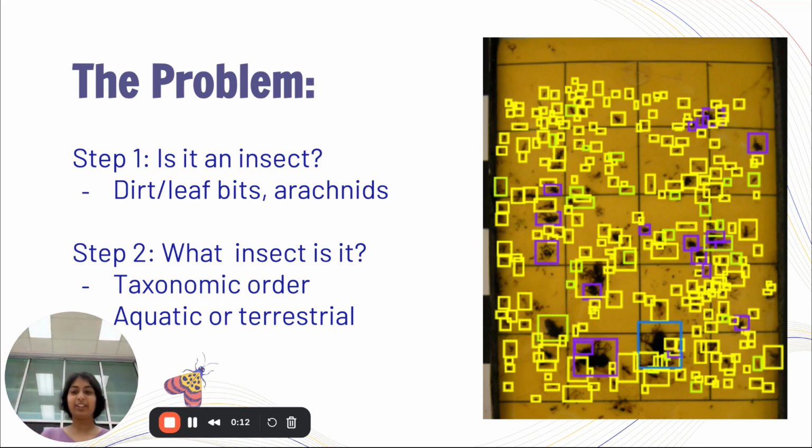Now we're going to briefly look at our problem. We have multiple of these sticky tabs, and we want to get the insect distribution on them. The first step in our process is to identify objects and assess whether each object is an insect or dirt or bits or stuff like that, and then classify it into the proper taxonomical order.